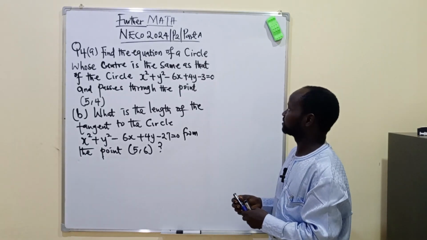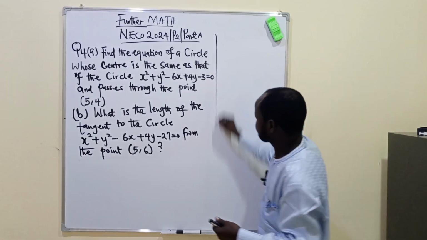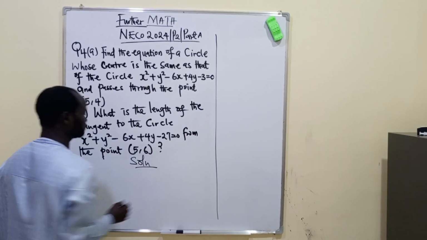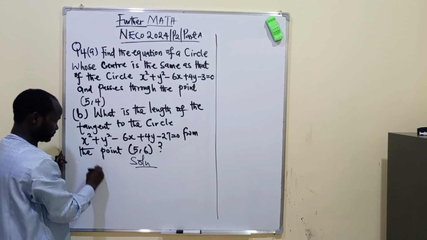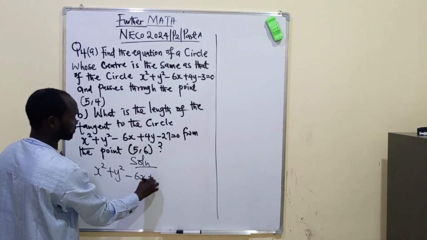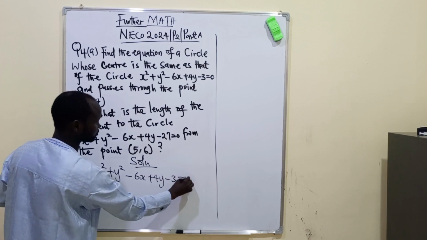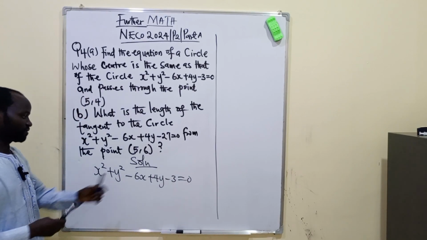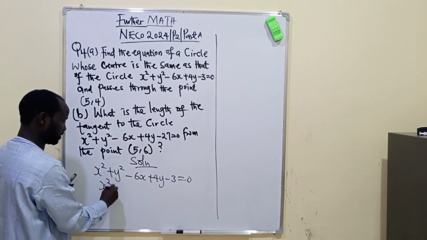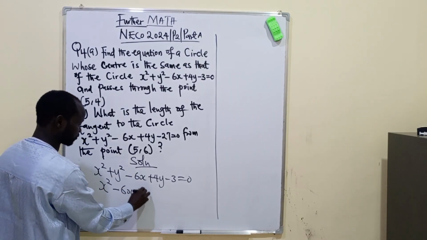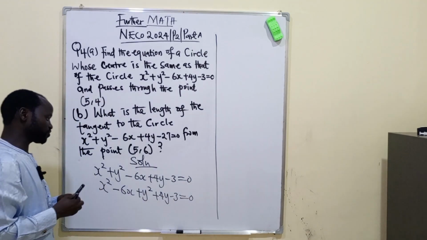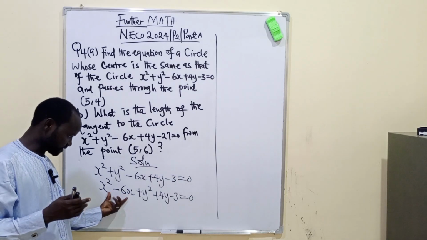Okay, let's look at how we can solve this together. Let's write down the solution here. Let's bring out the equation now: x squared plus y squared minus 6x plus 4y minus 3 equals 0. The first thing for us to do is to rearrange this equation. This will be x squared minus 6x plus y squared plus 4y minus 3 equals 0. Rearranging it means putting those with x on one side.